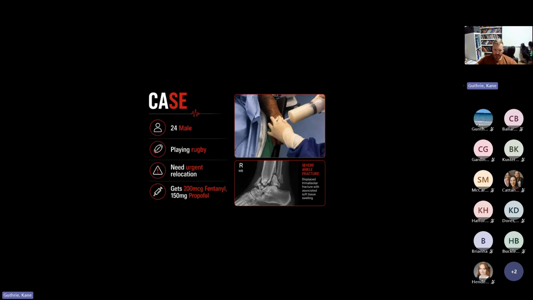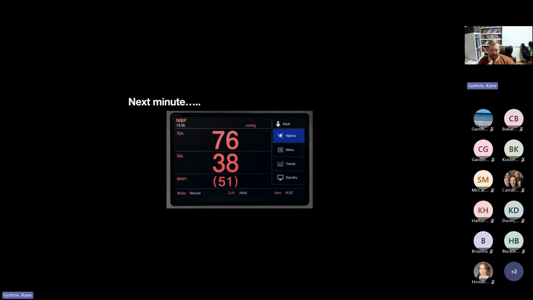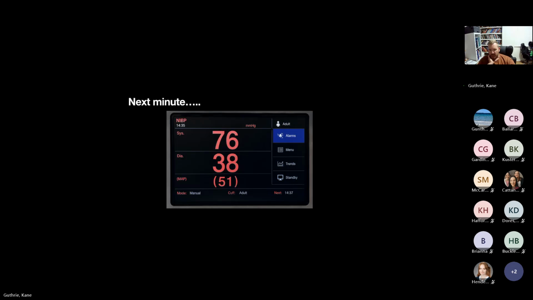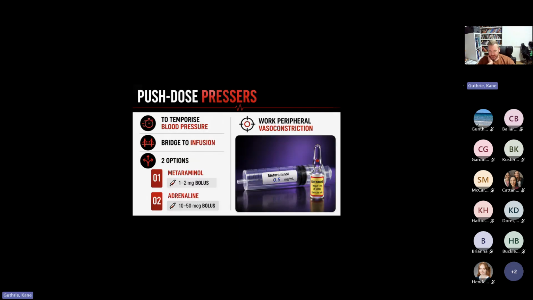Case number one. This is a 24-year-old male. He's playing rugby and he comes in with this severely displaced ankle fracture. He gets given 200 micrograms of fentanyl and 150 milligrams of propofol to actually pull the ankle. Next minute, his blood pressure is 76 on 38. This is when we're going to reach for our push dose pressors, all right?